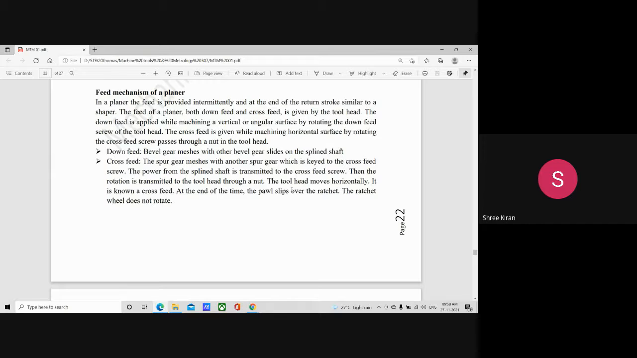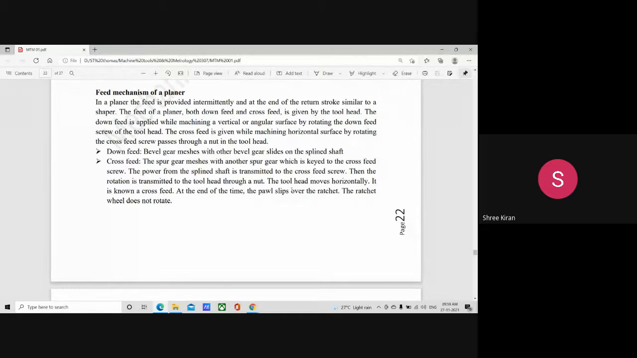Now the cross feed is given while machining horizontal surfaces. In the previous case, the down feed is applied while machining vertical or angular surfaces, but the cross feed is given while machining a horizontal surface by rotating the cross feed screw, which passes through a nut in the tool head.